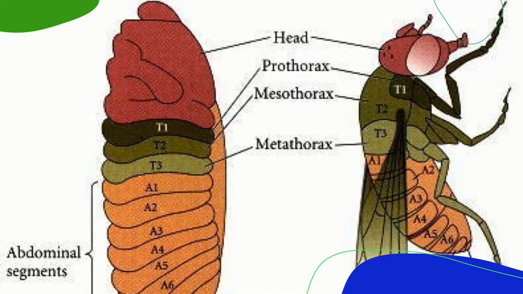fruit fly, how it occurs, and how the gastrulation and cleavage, that is syncytial cleavage, occur. Now we will discuss in the next lecture what genes are responsible for which body segment forming which organs. So that's all. Thank you.